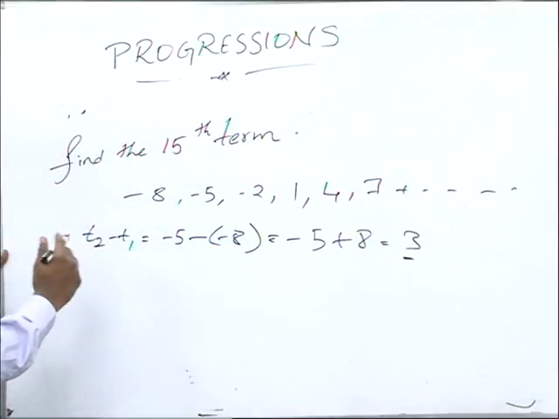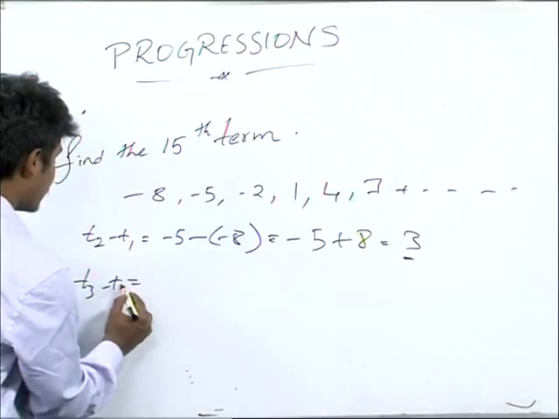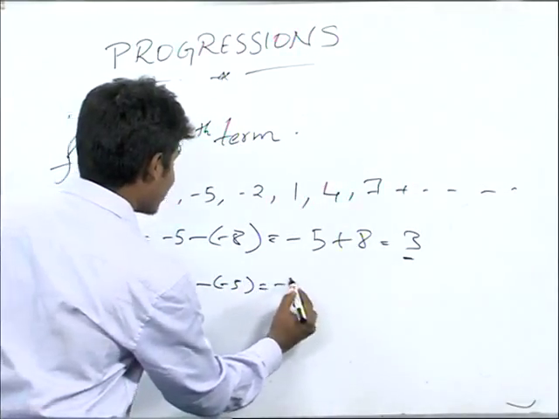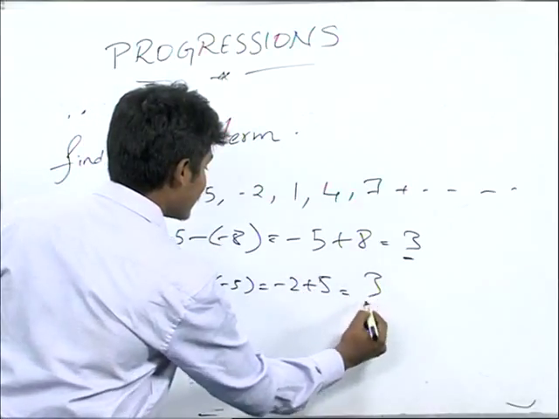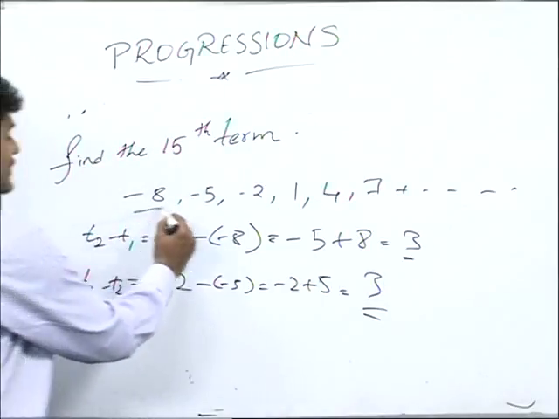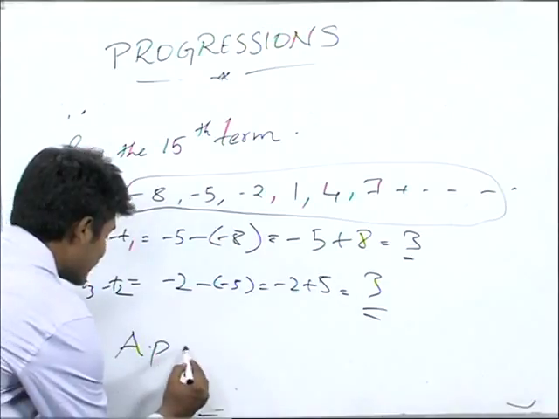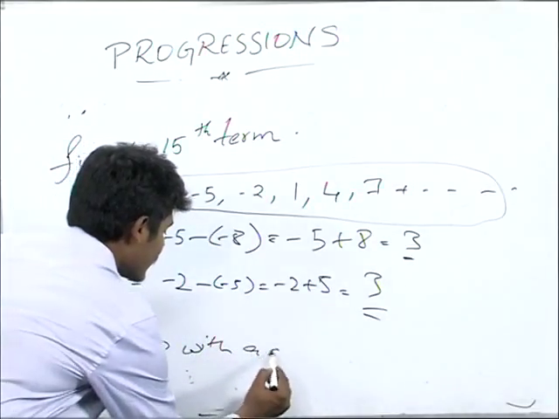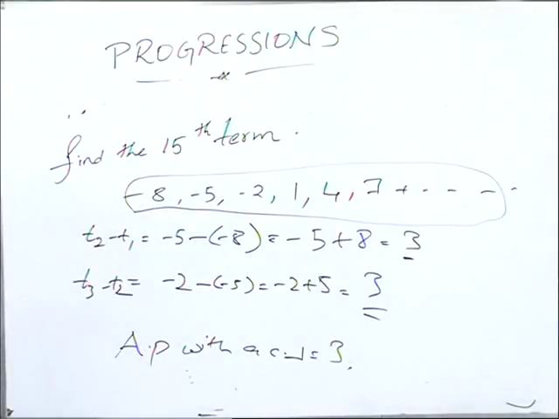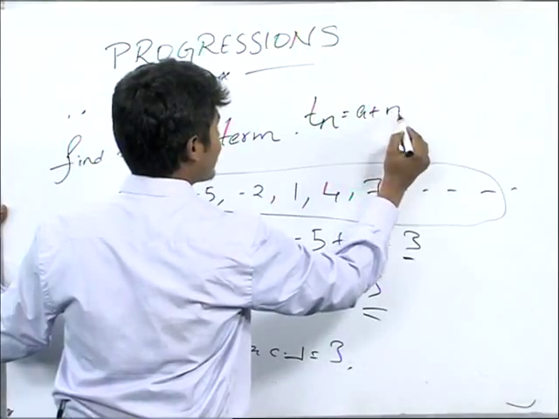If you are not sure with this, check for other terms, that is T3 minus T2, which is minus 2 minus of minus 5, that is minus 2 plus 5, and it would also result in the same value, that is 3. So from here we can conclude that it is an arithmetic progression with a common difference of 3. Then in order to find the 15th term, we have a formula: the nth term is given by a plus n minus 1 into d.